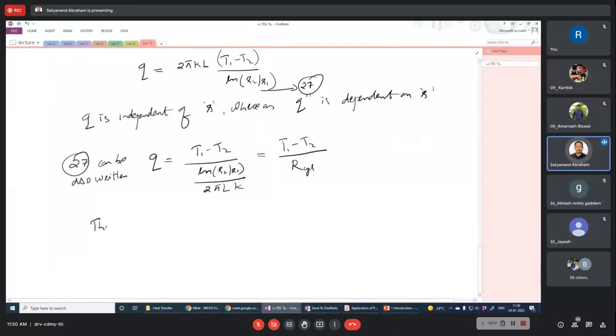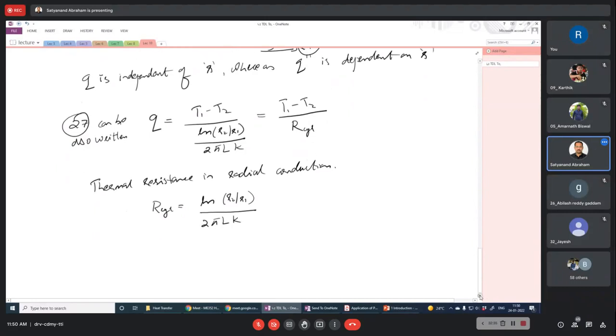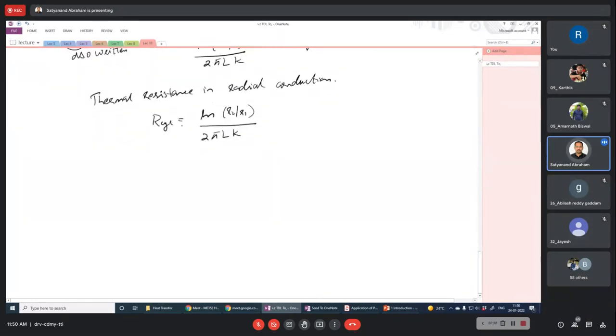So what is thermal resistance over here? Thermal resistance in radial conduction is, therefore we can write R cylinder in this sense is equal to ln R2 by R1 divided by 2 pi Lk. Okay, yeah. That is the thermal resistance for the cylindrical system for radial conduction. So now everything is going to be simple for us.